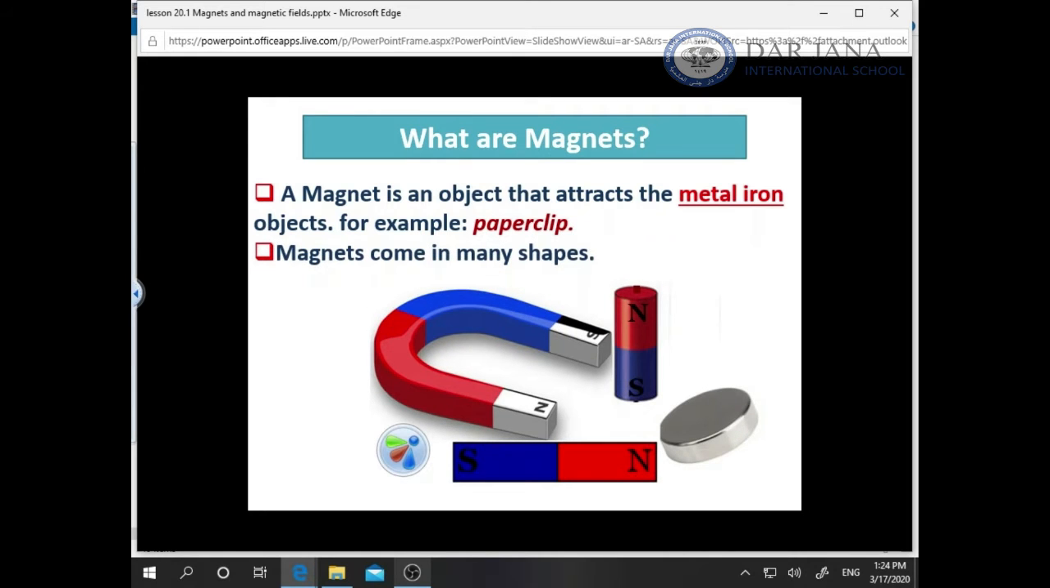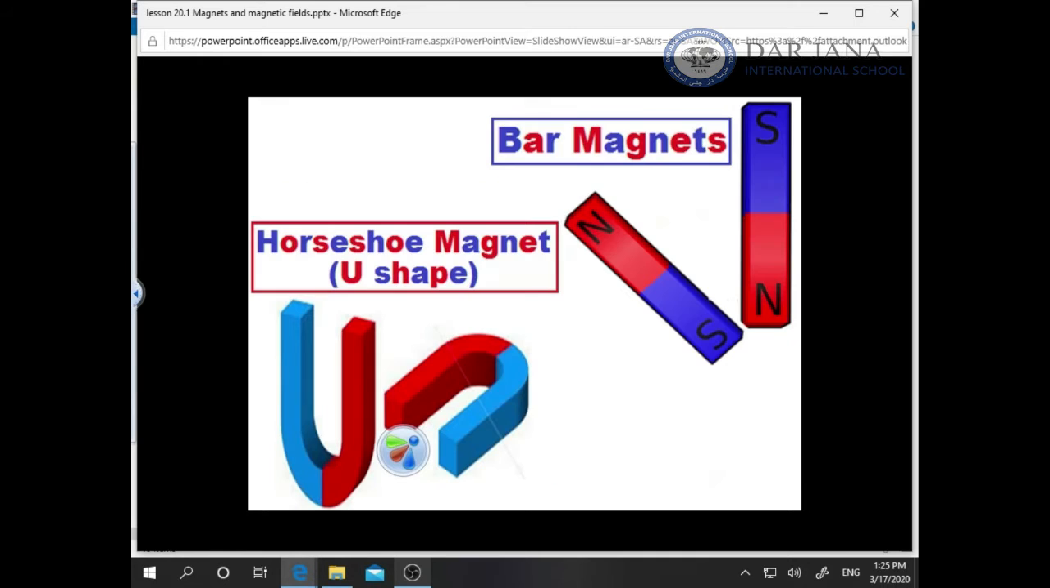A magnet is an object that attracts iron metal objects. For example, a paper clip. A paper clip is a metal that can be attracted by the magnet. Magnets come in many shapes. As we can see here, different magnets with different shapes.